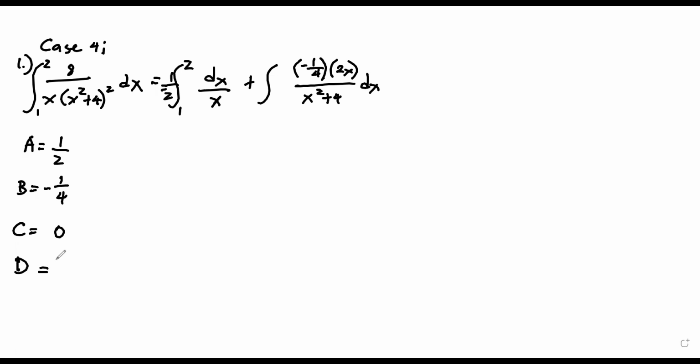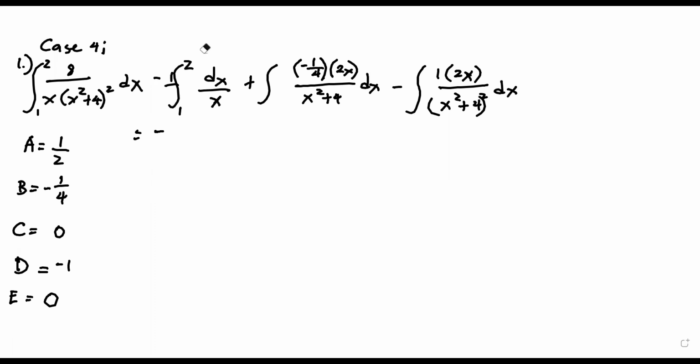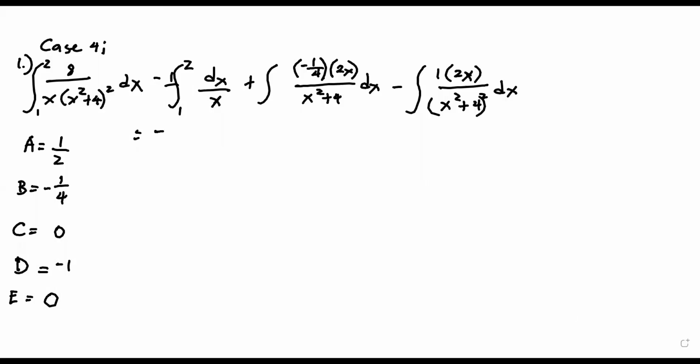What's D? Negative 1. And E? 0. All right, so we'll have negative 1 times 2x plus 0 over the square of x squared plus 4 dx. Tapos, we integrate. A is 1/2.